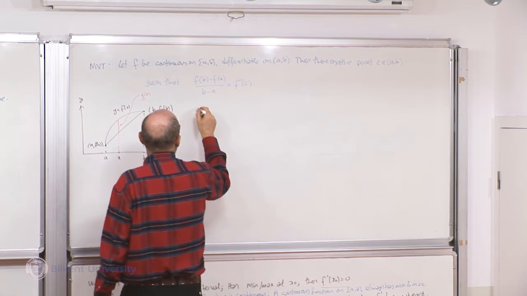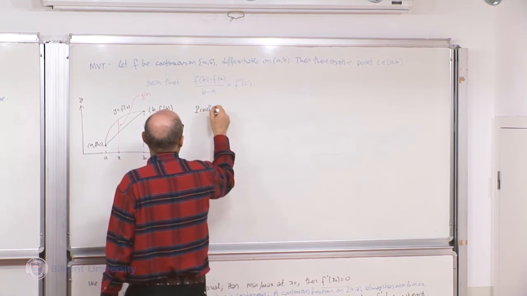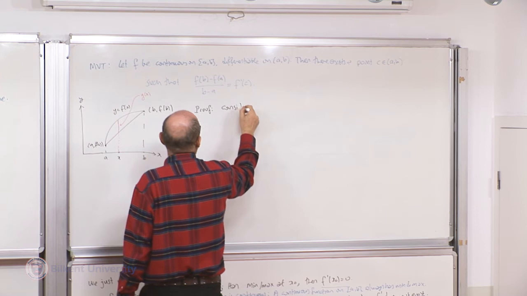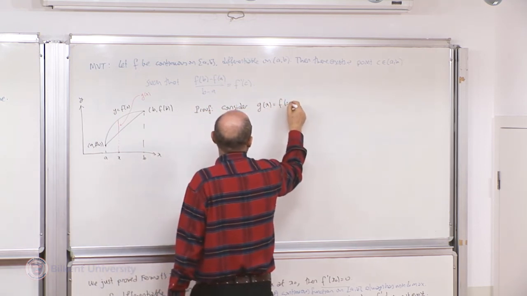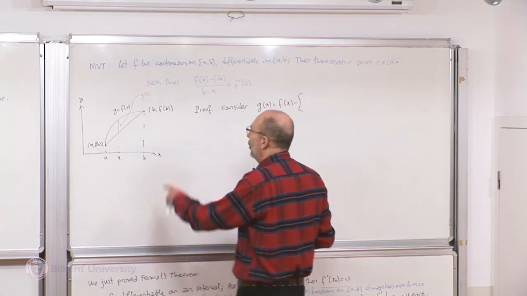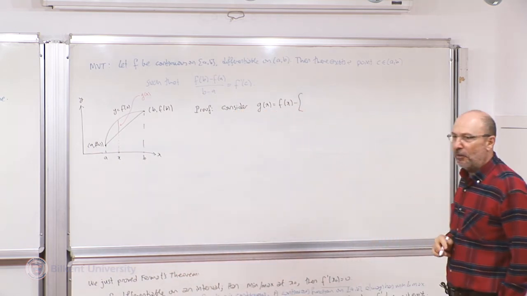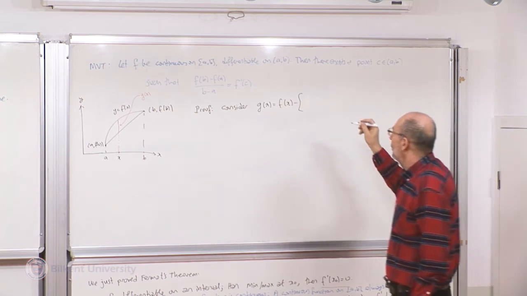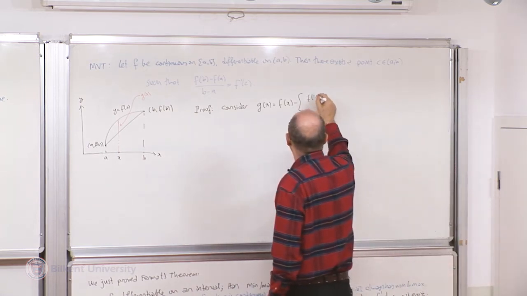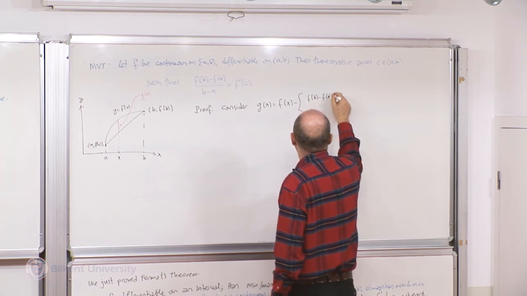Okay, so again, we call that a proof. Consider g of x equals f of x minus... Okay, so the equation of the straight line. What is the slope of that straight line? That number. Okay, f of b minus f of a over b minus a.